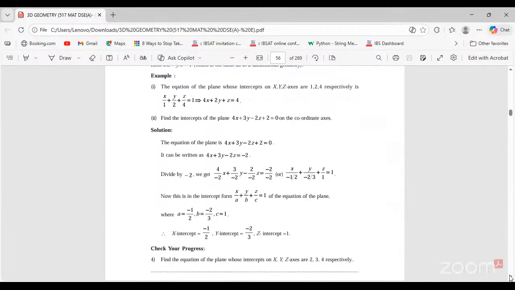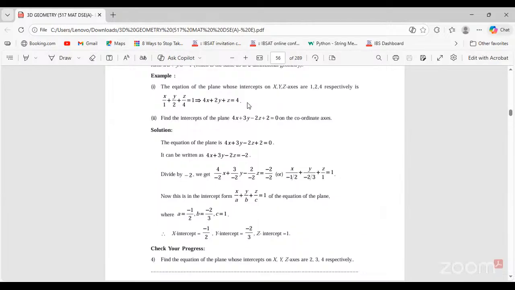So example, the equation of a plane whose intercepts on x, y, z axis are 1, 2, 4 respectively is. So put a equals 1, b equals 2 and c equals 4 in the intercept form x by a plus y by b plus z by c equals 1. So its LCM is 4. So you have to multiply first with 4. 4x plus 2y plus z equals 4. This is the equation of the plane.